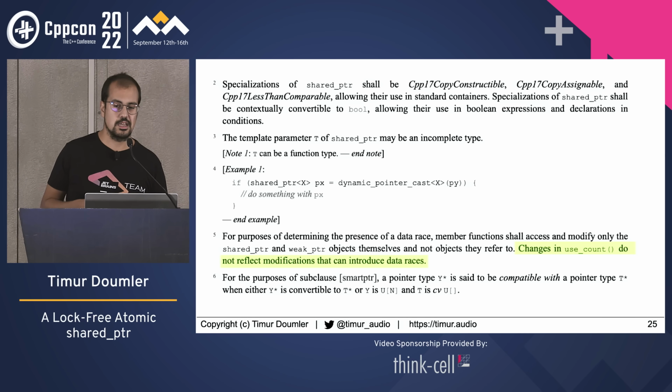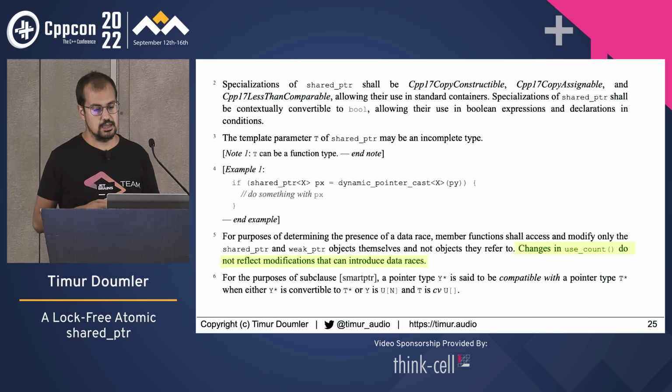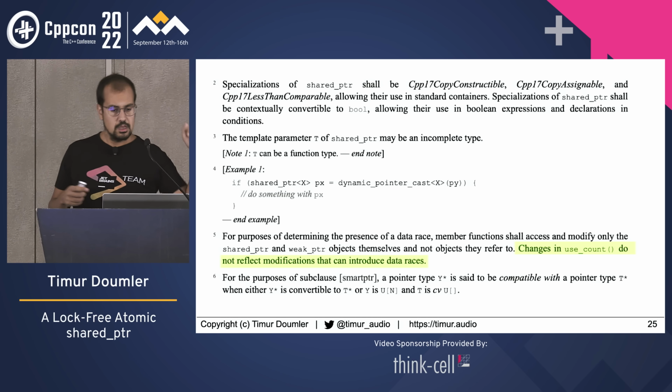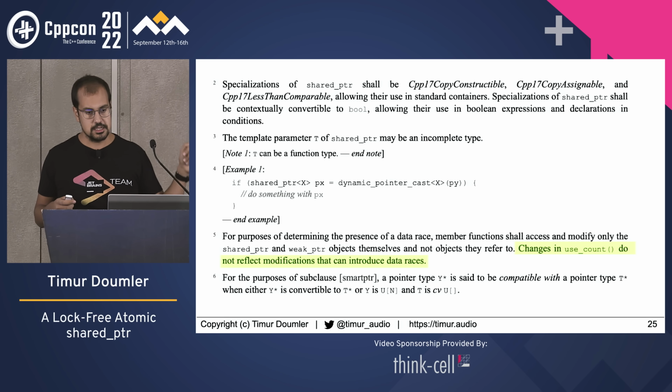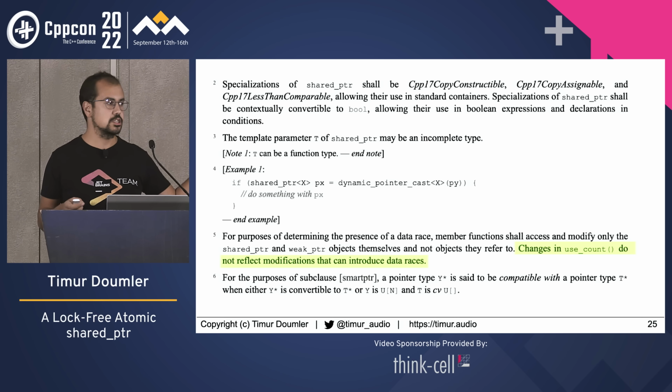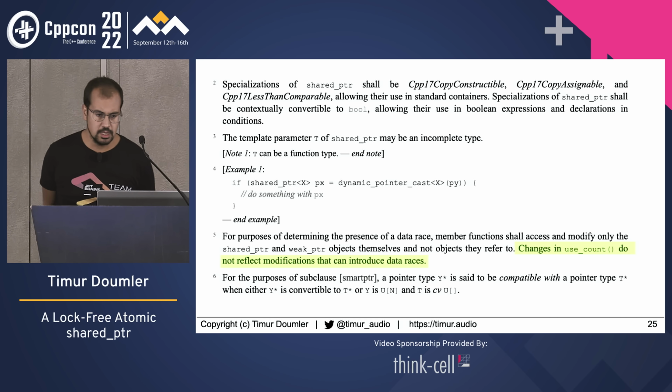So the standard doesn't say very much about this. The standard only says that changes in use count, which is the same as ref count, do not reflect modifications that can introduce data races. So this is the only thing the standard says about whether or not a shared pointer is thread safe. So what does that mean?